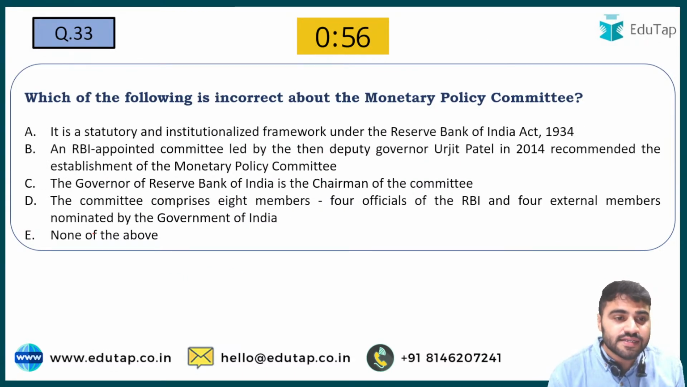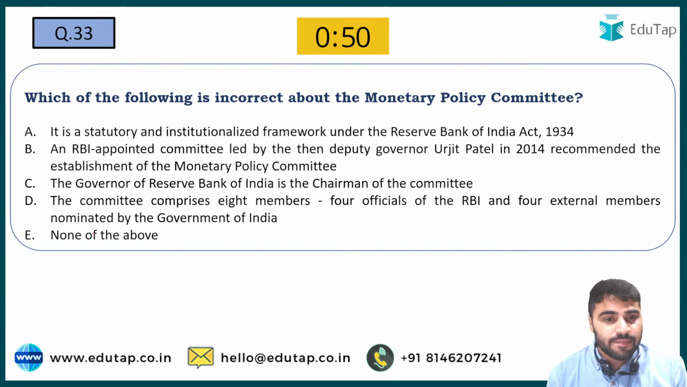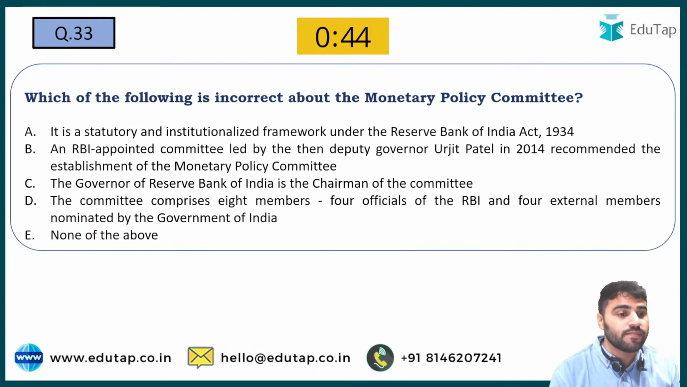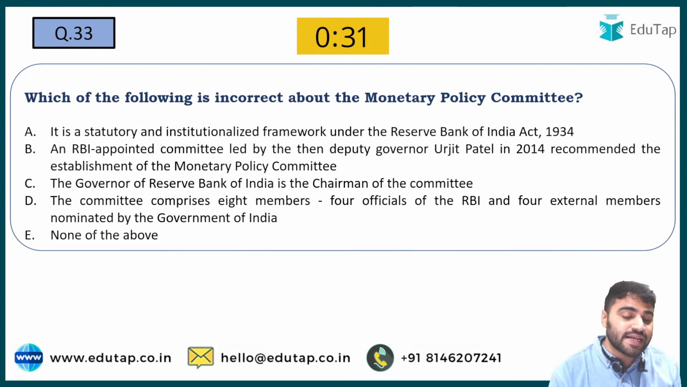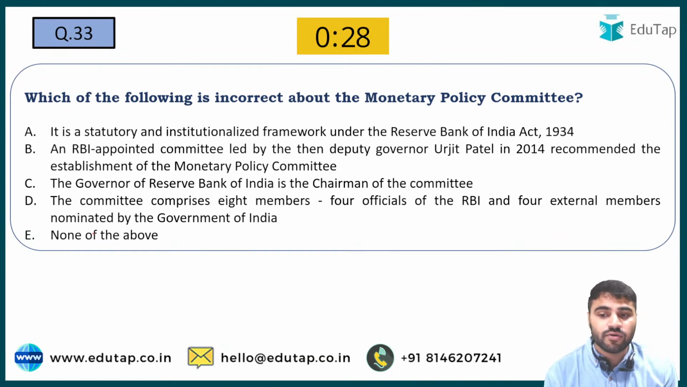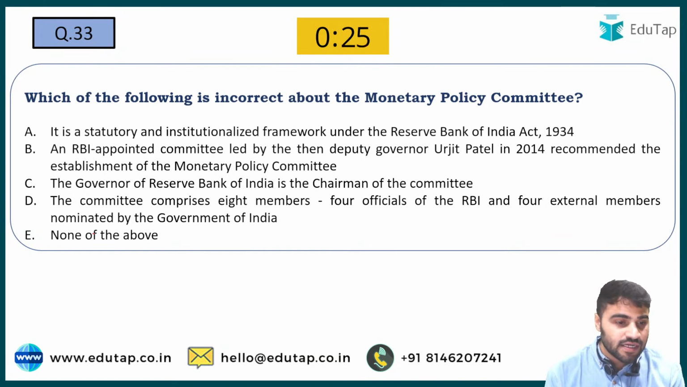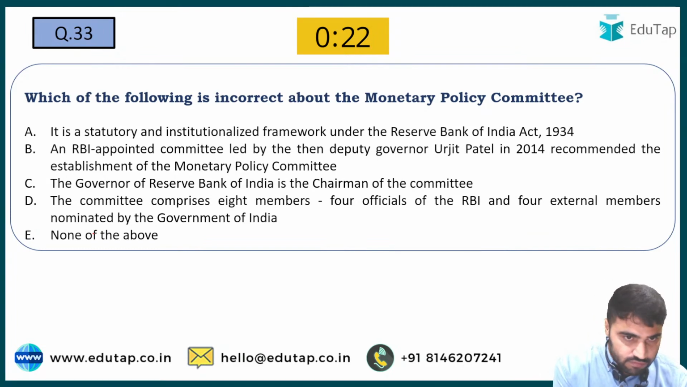Question number 33 is: which of the following is incorrect about the Monetary Policy Committee? Read about the MPC. Your options are: it is a statutory and institutionalized framework under the Reserve Bank of India Act 1934. An RBI-appointed committee led by the then Deputy Governor Urjit Patel in 2014 recommended the establishment of the MPC. The Governor of RBI is the chairman of the committee. The committee comprises 8 members, 4 officials of the RBI and 4 external members nominated by the Government of India. Or none of the above. Guys, we are talking about the incorrect statement about the Monetary Policy Committee.